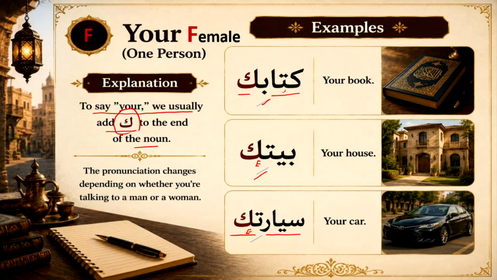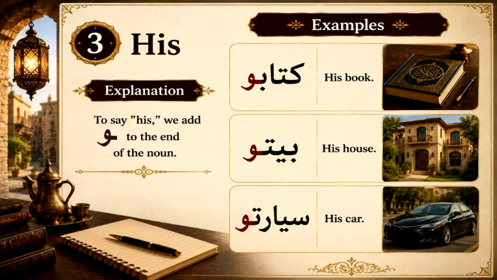And now let's talk about someone else. To say his, we add waw to the end of the noun. كتابه, his book. بيته, his house. سيارته. The letter waw tells us his.